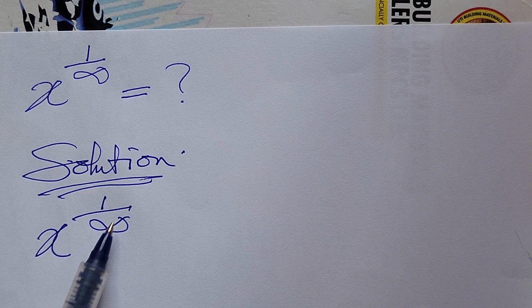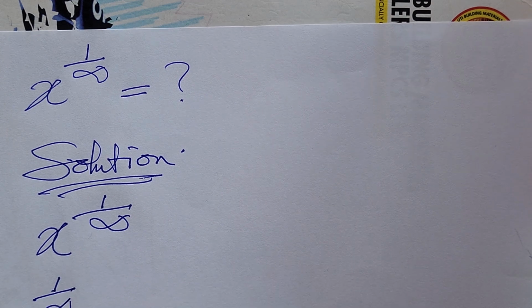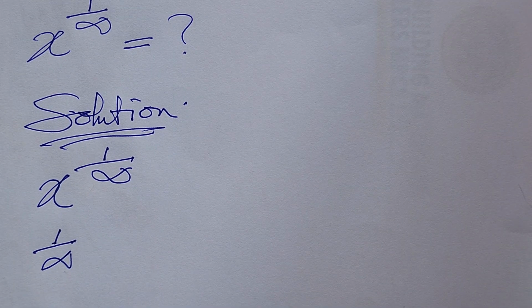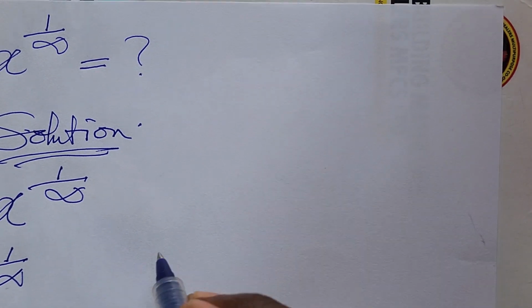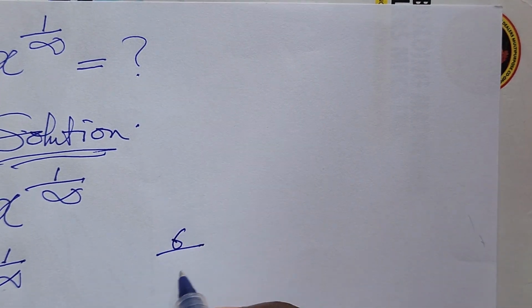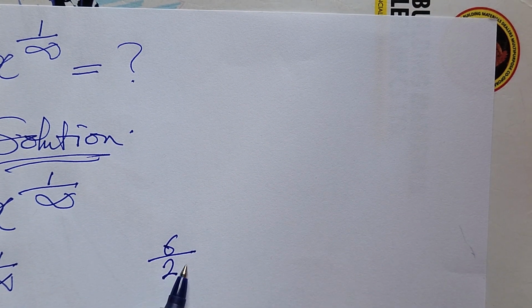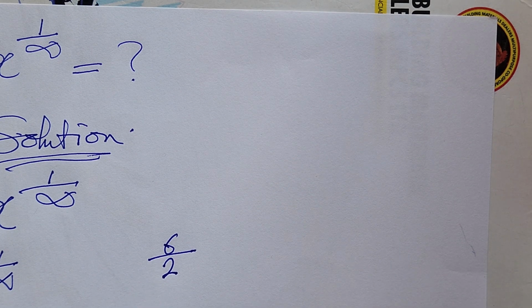But how do we define this expression we have here now? We know that our 1 all over infinity is just simply asking us how many of this infinity can we take from 1? Let's take a simple scenario. If we are given 6 all over 2, what does this mean? It means how many 2 can we take from 6? Or how many times can we take 2 from 6?